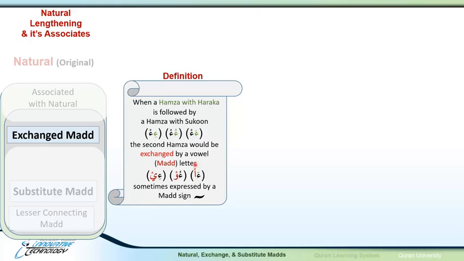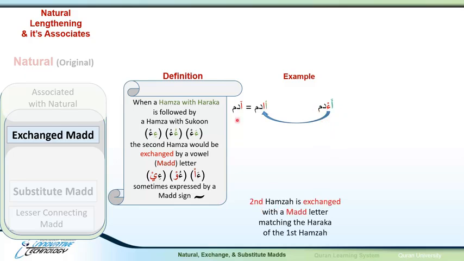So if it was a fatha, it will be replaced with an a. If it is a dhamma, it will be replaced with a u. If it is a kasra, it will be replaced with an e. And sometimes we express that added vowel with a mad sign on top of it, and sometimes without. Let's take examples and illustrate this. A'dam is converted into Adam. And we realize here that the second hamza, the one with the sukun, has been exchanged with a mad that is matching the haraka of the first hamza. So the first hamza was with a fatha, so the mad letter is an a.